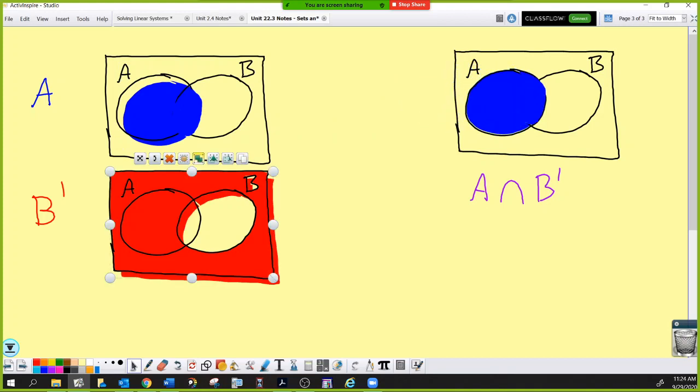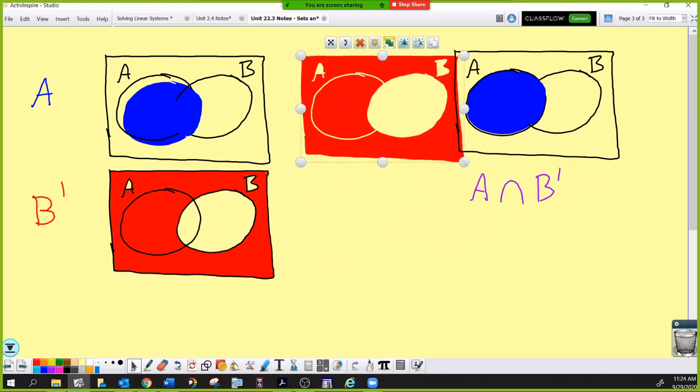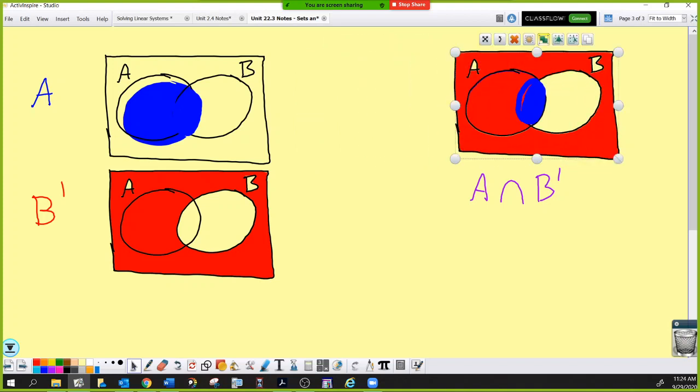That's showing. So the only place, and you can see this, you can see the outline looks like a beige C. That is the stuff that is both blue and red at the same time, which is why I could call it purple. So that is where A intersects with B not. Better that way?